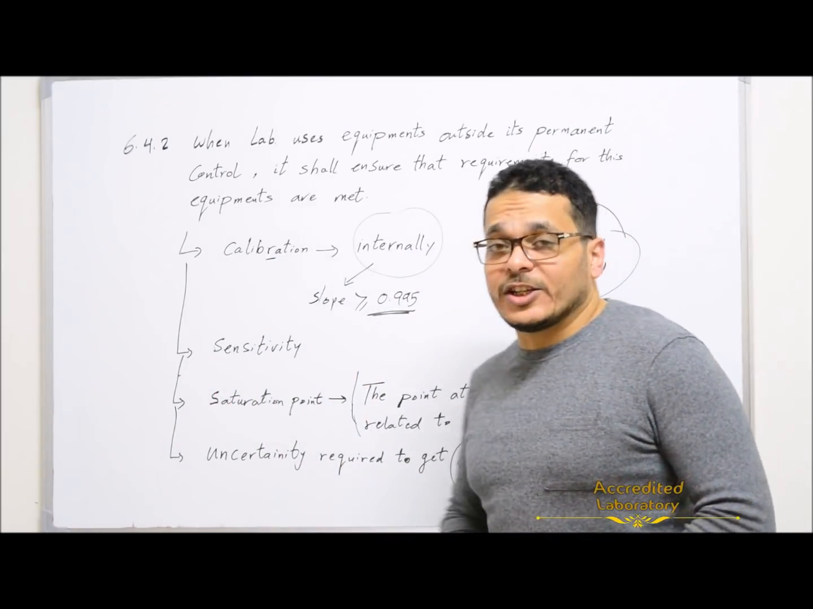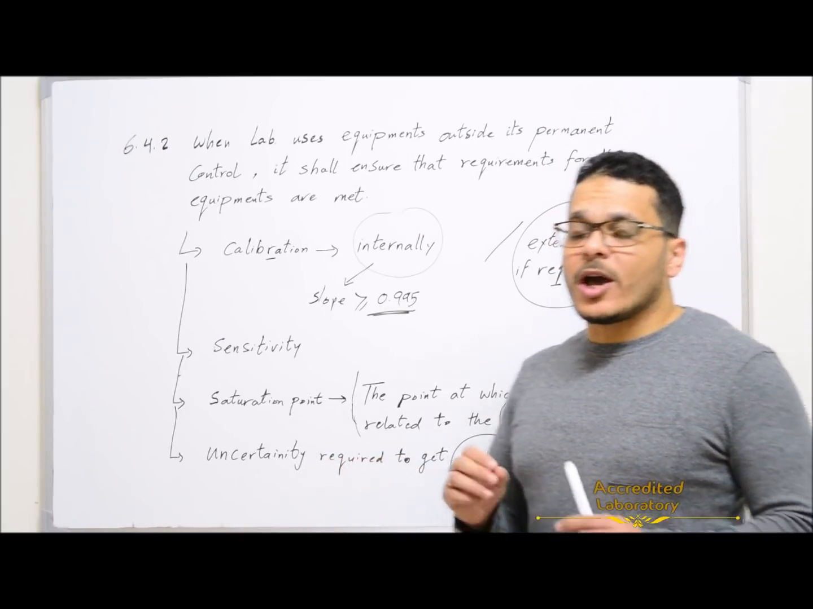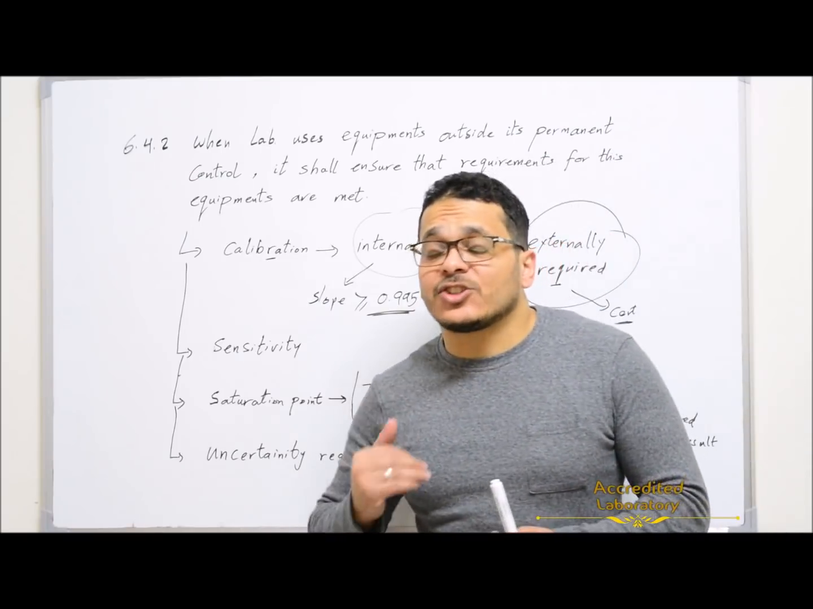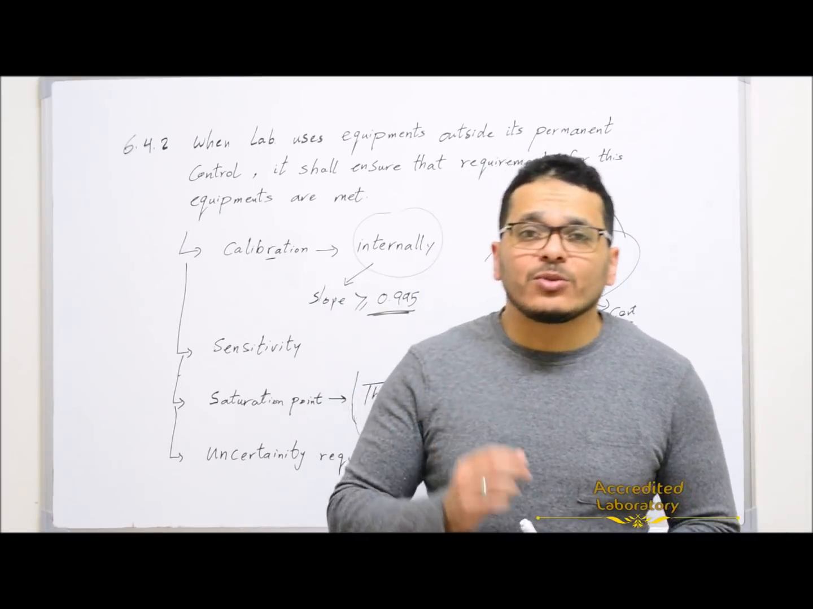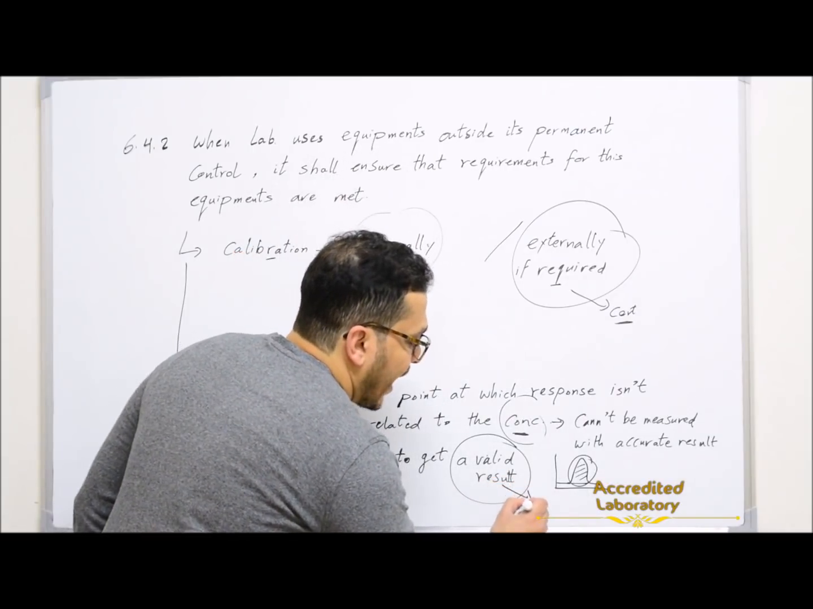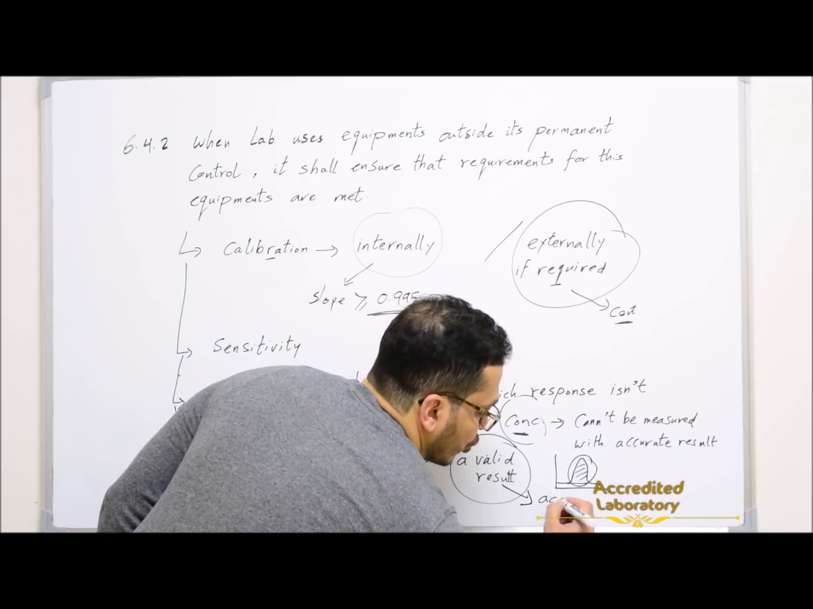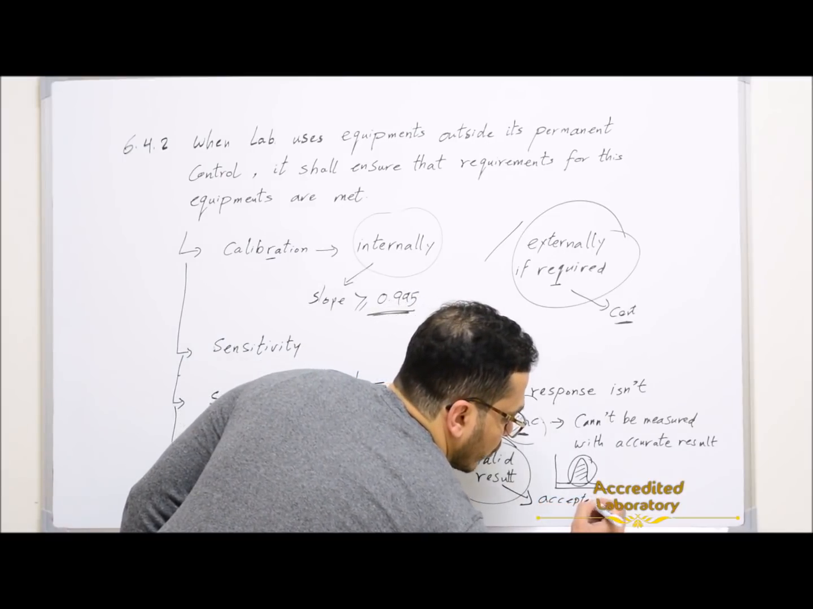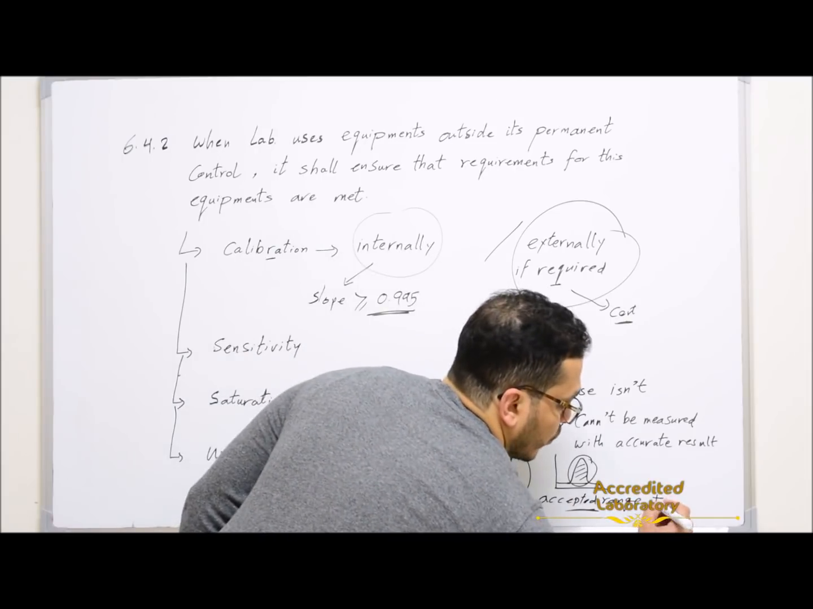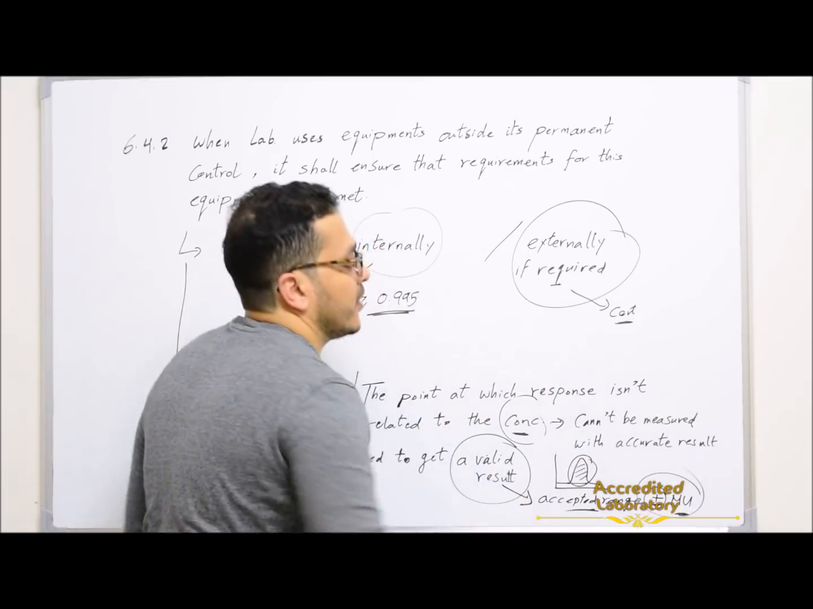Also, the lab shall ensure the uncertainty required to get a valid result. And here is a change, not only an accurate result, but a valid result. Valid result, which is the result accepted or accurate within accepted range. Within accepted range. This range is the result plus or minus your measurement uncertainty.